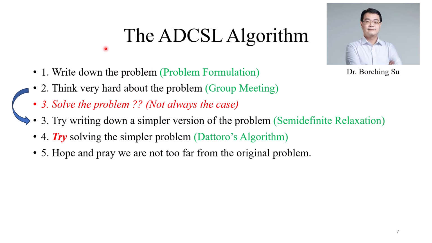As an example, this is partly inspired by my lab members at NTU. This is a rough workflow of how my previous lab does research. The lab was called ADCSL, so I call this the ADCSL algorithm. The first step is usually writing down the problem in terms of clear, explicit mathematics, which is usually called problem formulation. Then after everything is specified, we would do group meetings and think really hard about the problem. And usually this doesn't really solve the problem, since the problems are usually non-convex to begin with.